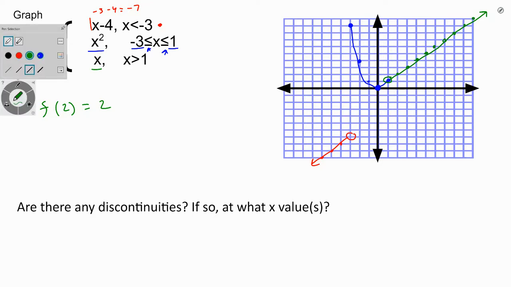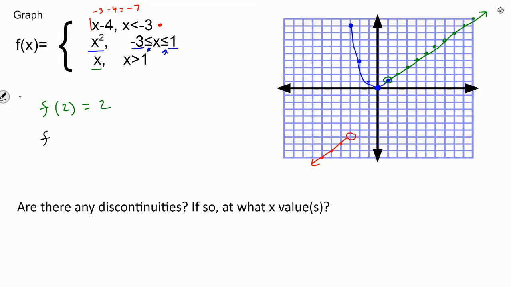What if I said, we'll change the color to not give it away. How about f of, let's say, -4. So if I look at -4, it has to go in the top one because -4 is less than -3. So I'm going to do -4 minus 4 is -8. So let's wrap this up.